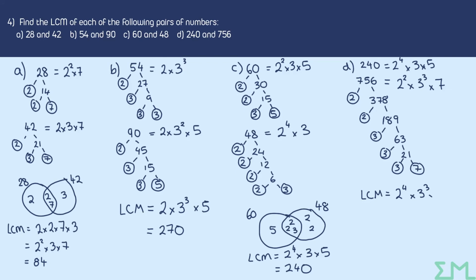And for the 5's, the highest power is just to have a 5, 5 to the 1, and the same for the 7. I'm going to leave that as a product of prime factors, because for a question like this, I believe that they would not expect you to multiply this out in your head.